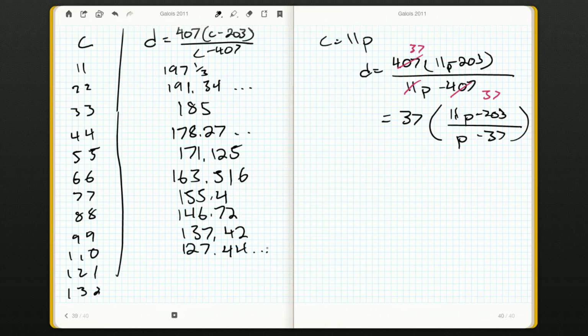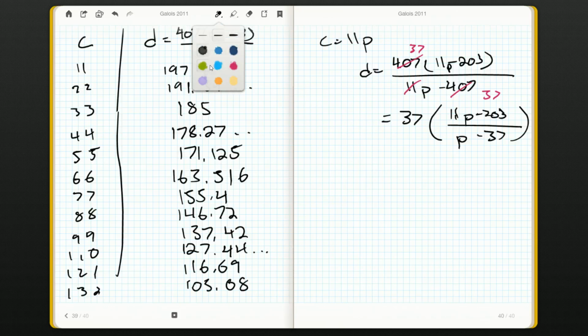Oh, 121 minus 203. And I'm getting 116.69. And the last one, I don't think this will work. Nope, 105.08. So really, we just had this one here that worked. But I didn't like that lengthy calculation one bit. I want to see if there was a better way to realize this.